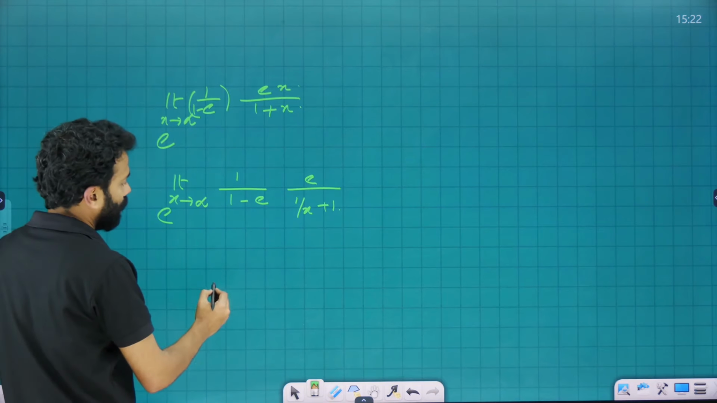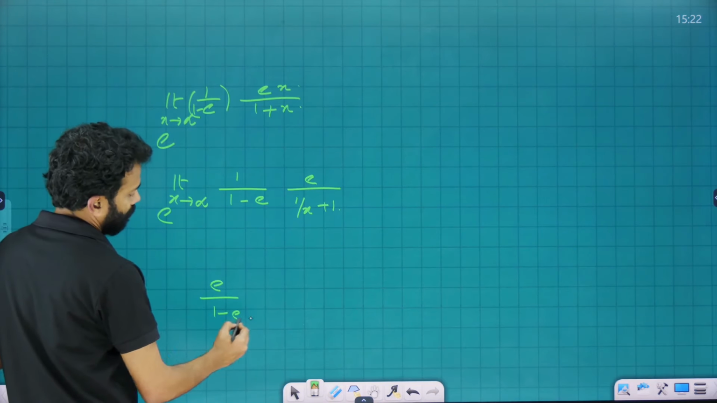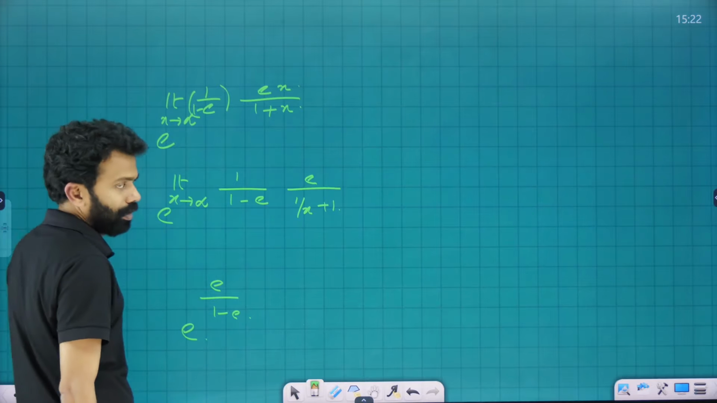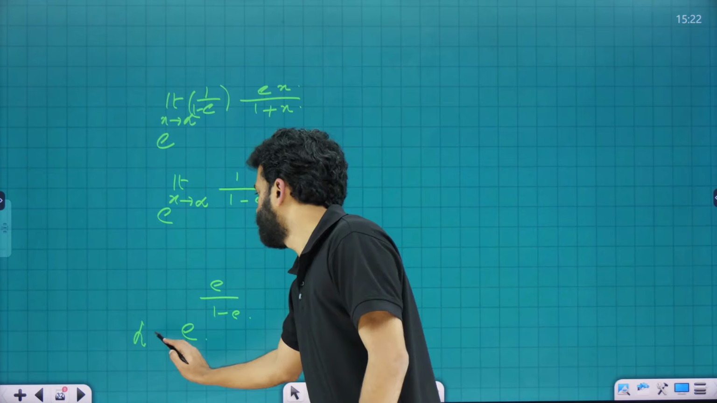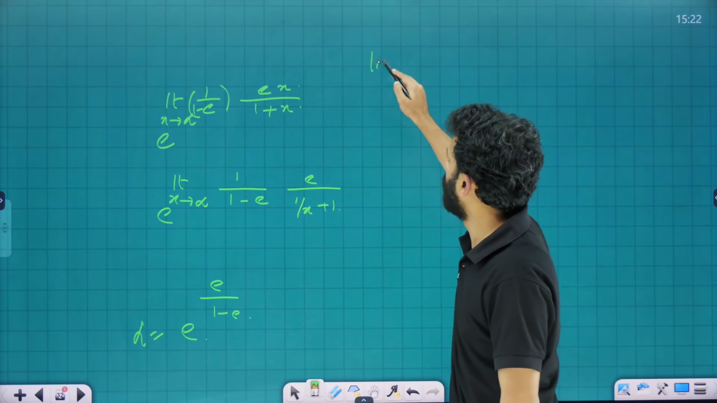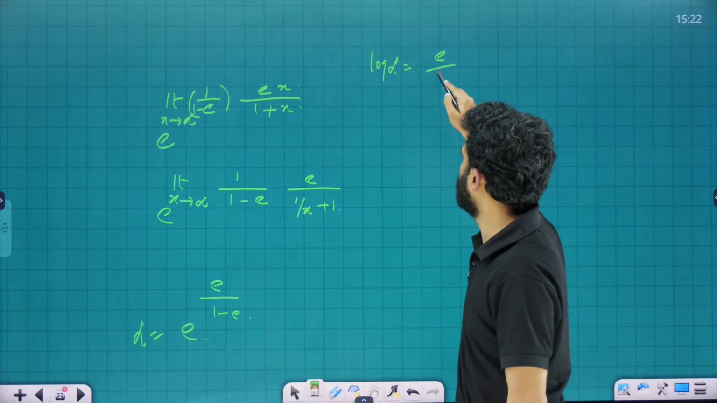Therefore, the answer will get reduced to e/(1−e). So e raised to e/(1−e) is the correct answer, and that is what alpha is. Alpha is equal to this one. Therefore, what is log alpha? Log alpha is equal to e/(1−e).